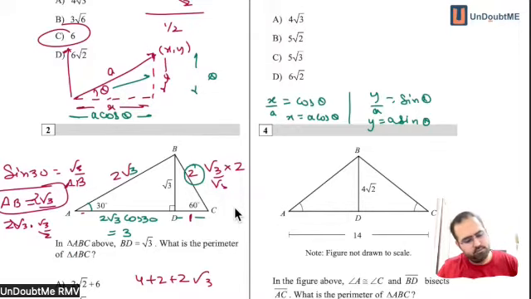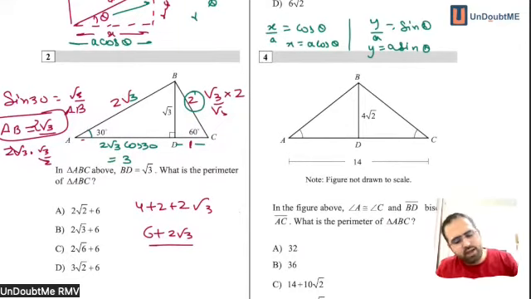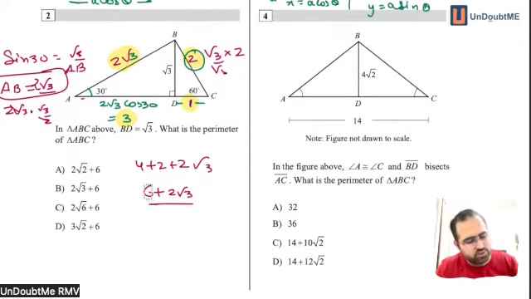Then we need to just add all the sides. So in the base, we have 3, 1. At the top, it is 2 root 3, and over here it is 2. Add all of them, you'll get 6 plus 2 root 3. 6 plus 2 root 3 is option B.